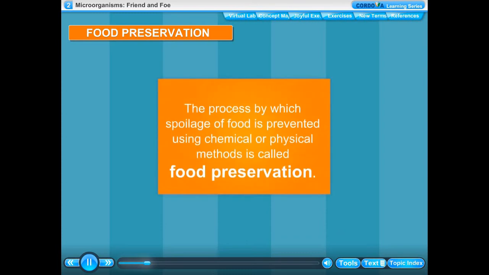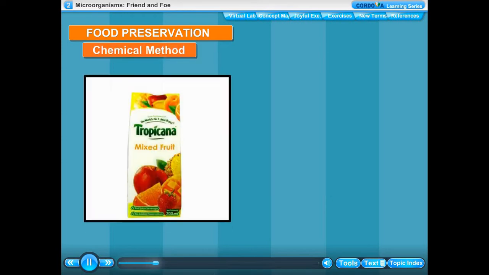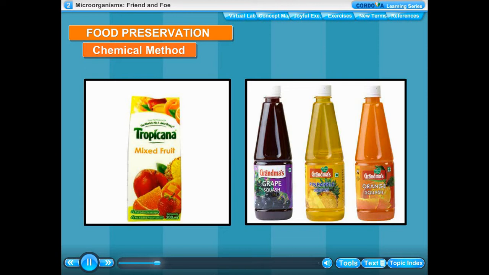The process by which spoilage of food is prevented using chemical or physical methods is called food preservation. The most common methods used for food preservation are described below. Chemical method. Food can be preserved by using certain chemical substances which can check the growth of microorganisms. Such chemical substances are called food preservatives.